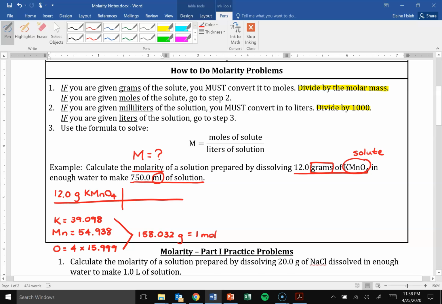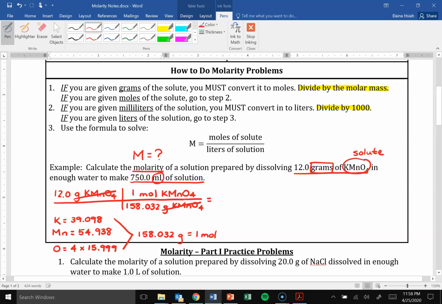All right? And so when we get back to the grid, we're going to put 158.032 grams on the bottom so that I can cancel out grams. Okay, I'm going to put 1 mole on the top. Okay, so grams cancel.